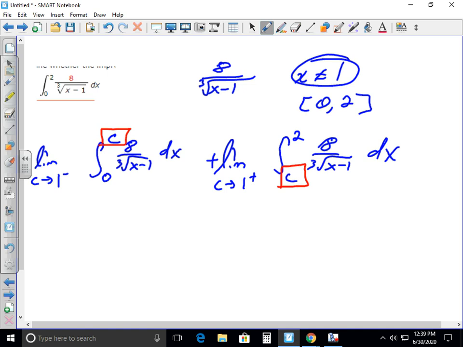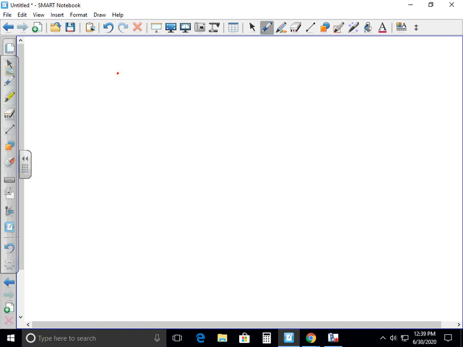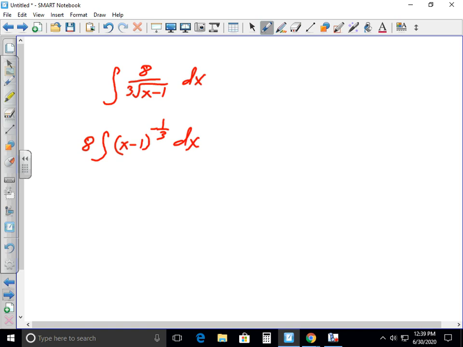So let's evaluate what the integral needs to be. What is the integral of 8 over the cube root of x minus 1 dx? We could rewrite that as 8 times the integral of x minus 1 to the negative 1/3. It's a cube root, so 1/3 is in the denominator, so if we move it up, it's negative. So u can be just x minus 1, so we have u to a power. Du is just the derivative of that, which is just 1 dx. So we don't have to pick up any constants or anything.